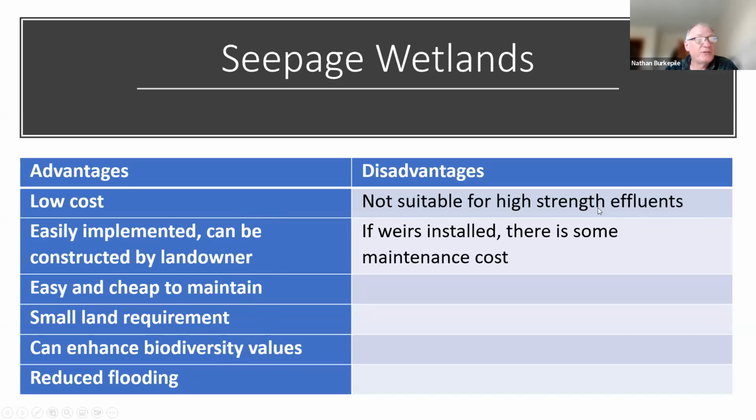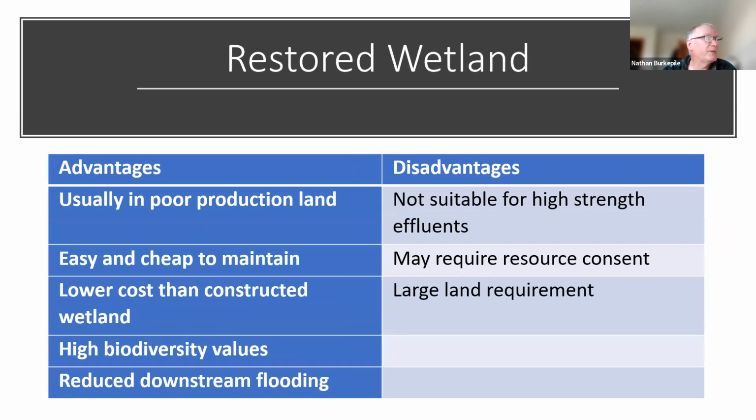The main disadvantage is if you have high strength effluent, they won't reduce a lot of nutrients from it. They just can't handle high strength effluents. You can put weirs in some of the seepage wetlands to enhance them for removing nutrients. If you do put those weirs in, there's a little bit of maintenance cost with those. So basically, there's not a lot of disadvantages to protecting those seepage wetlands, and they're very important. When you're prioritizing wetlands and protecting them, remember to look at those seepage wetlands.